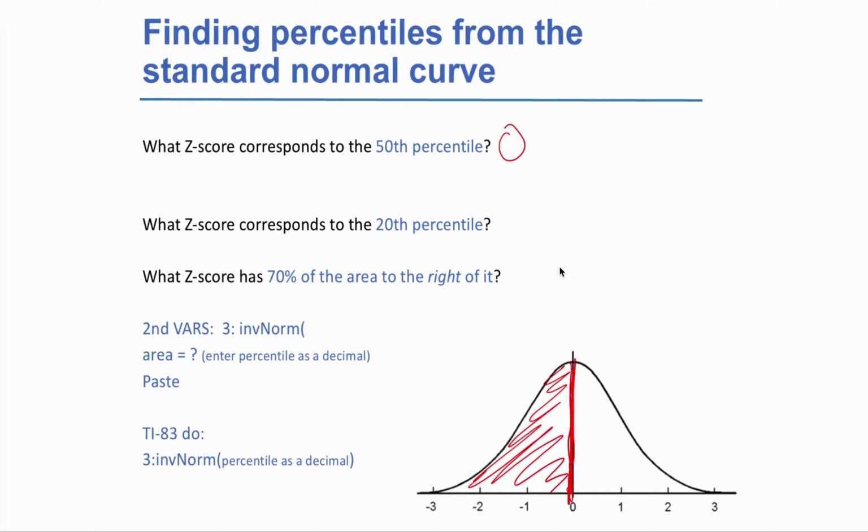Now, for numbers other than 50, we're going to need to use the calculator. So we want to know what z-score corresponds to the 20th percentile, right? It's actually going to be somewhere between -1 and 0, but corresponds to 20% of the data less than or equal to that point. So, what number is that?